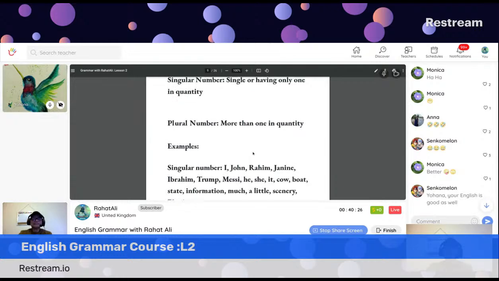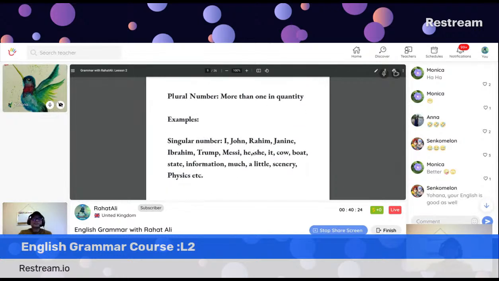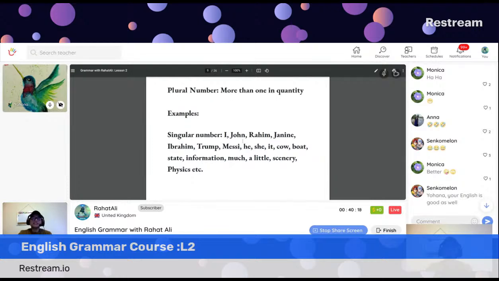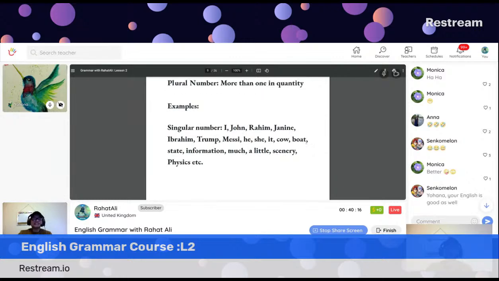Okay, so singular is single, plural is more than single. I don't need to give you examples, but some singular nouns are I, John, Rahim, Janine. Janine is a Romanian name, okay? Ibrahim is Muslim, Trump, Messi, you know, he, she, it, cow, boat, state, information, much, a little, scenario, physics.